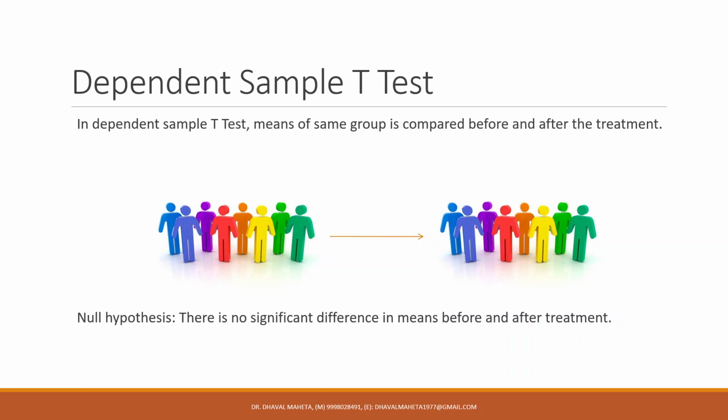In dependent sample t-test, we are comparing the means of the same group, that is, before the treatment and after the treatment. Say for example, if any group has undergone a training, then the knowledge domain before the training and after the training, does it increase or decrease? The null hypothesis is there is no significant difference in means before and after the treatment. Now, how can we run dependent sample t-test? Let's see in Python.